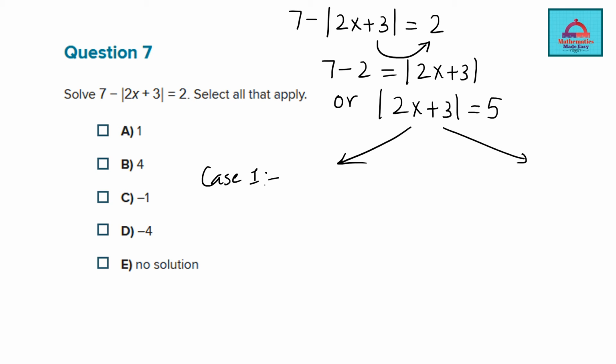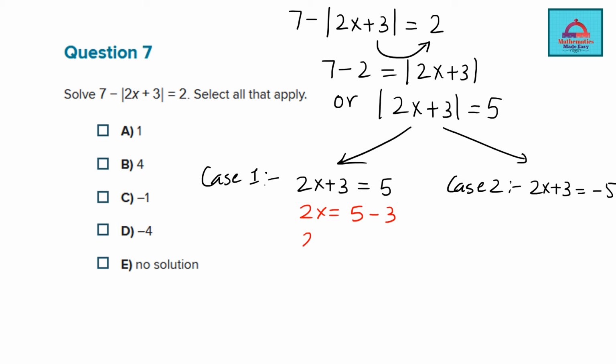Case 1, absolute value is positive. Case 2, absolute value 2x plus 3 is negative. Let's solve both of them. So 2x is equal to 5 minus 3, or 2x equal to 2, so x is 1, that's one solution.